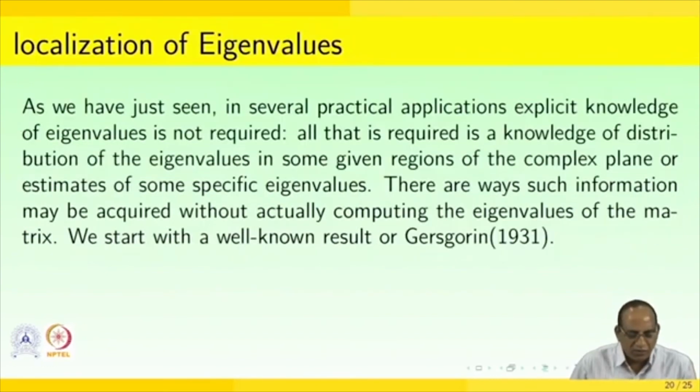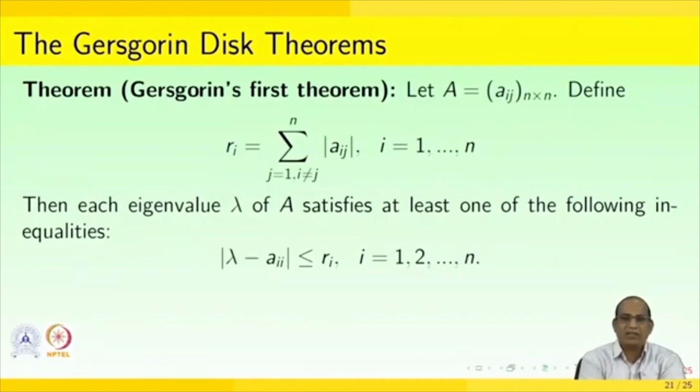Localization of eigenvalues. As we have seen in several practical applications, explicit knowledge of the eigenvalues is not required. All that is required is to know the eigenvalues in some region of the complex plane, or estimates of some specific eigenvalues. There are ways such information may be acquired without actually computing the eigenvalues of the matrix. We start with the well-known Gershgorin theorem, which we already did.